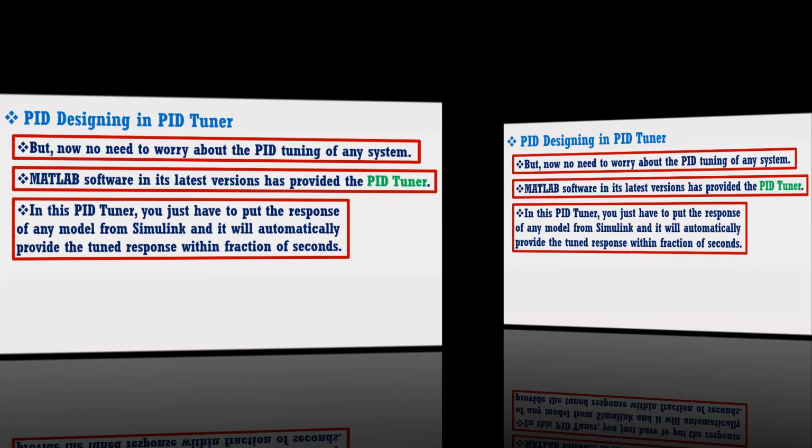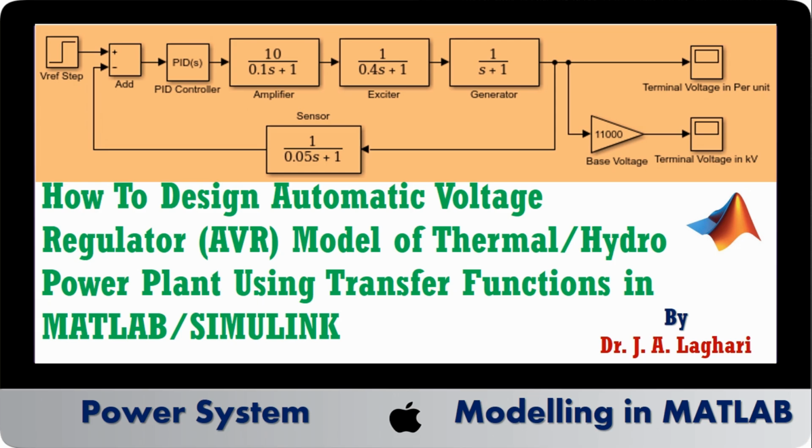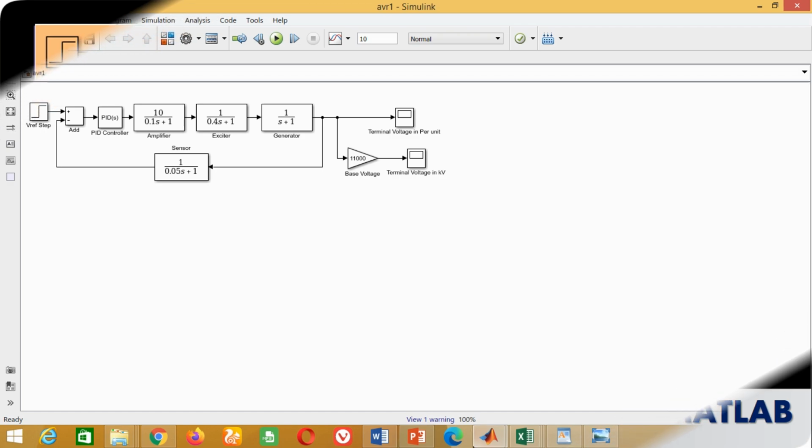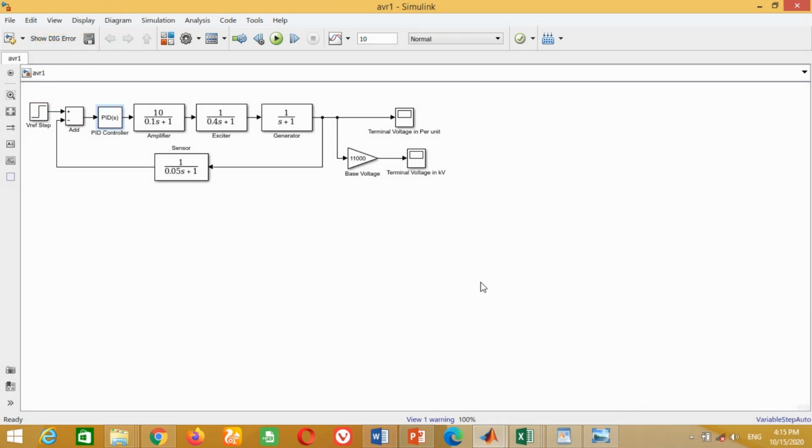For this purpose, I have considered the voltage graph of the model, namely how to design an automatic voltage regulator model of a thermal power plant using transfer functions in MATLAB Simulink software. The basic designing of the model may be found by watching my video on this topic, which is already available on my YouTube channel. Therefore, at this moment, I just open the AVR model here to save time.